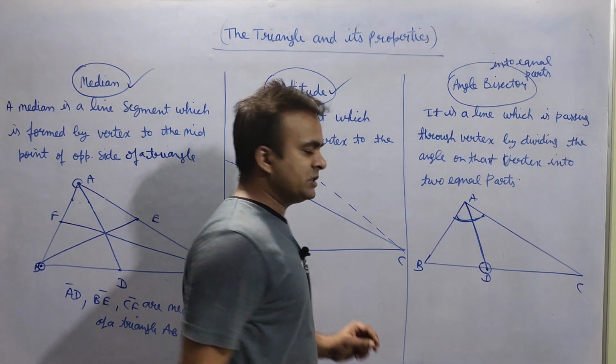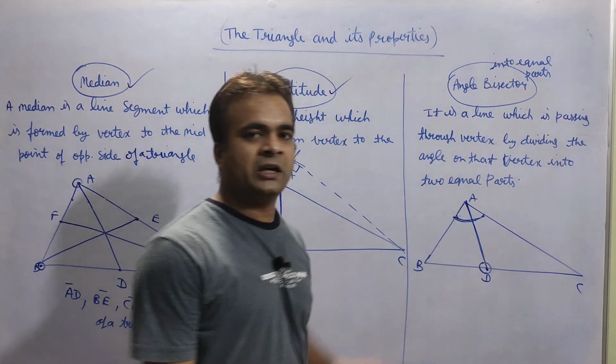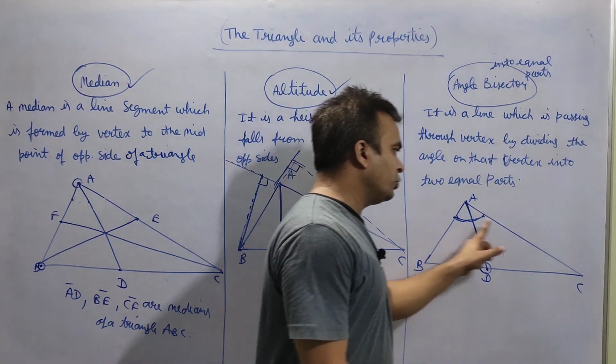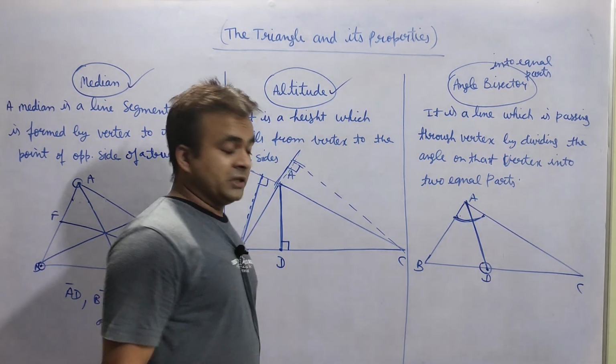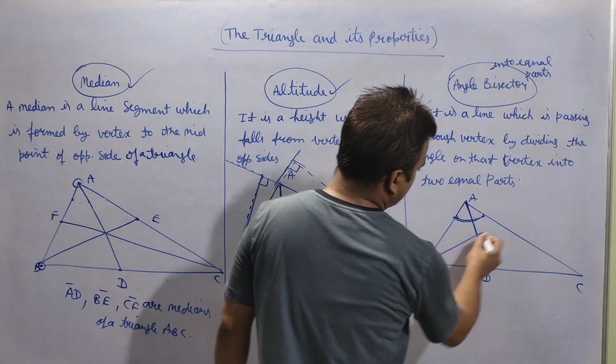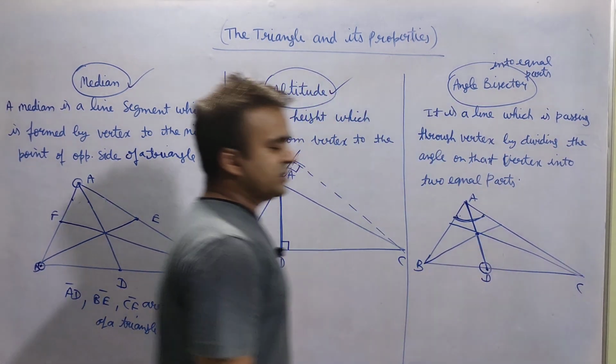We are only seeing whether this particular line is dividing this particular angle or not. If it is dividing it into two equal parts, then we will say that it is an angle bisector. So how many angle bisectors are possible? If you see, there are three angle bisectors possible.